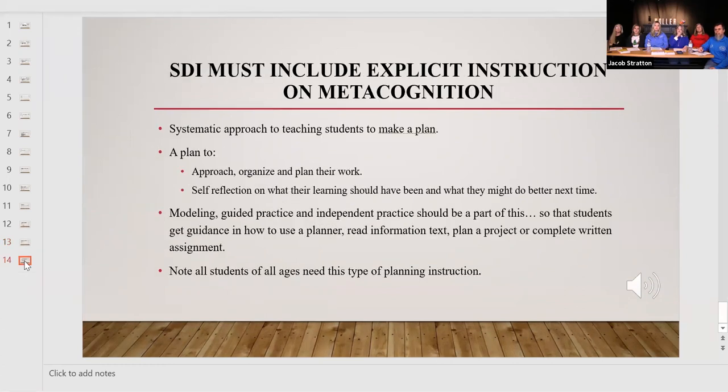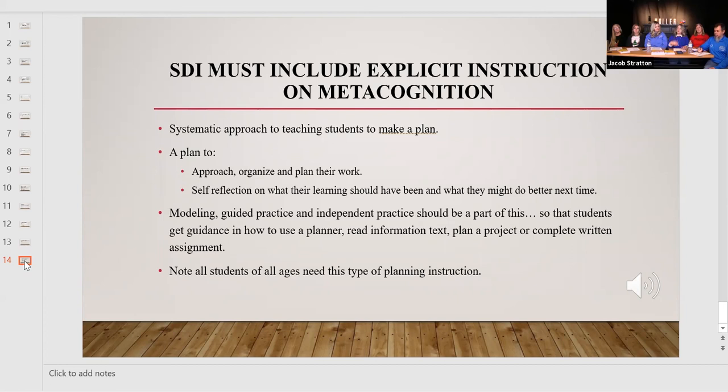Good. And so we're just thinking about how our specially designed instruction needs to include that explicit instruction and thinking about that metacognition, just like Doug was talking about, a checklist, or if you're reading a reading comprehension passage and you're modeling how to infer, so we have to teach kids that. We do that through explicit instruction with behavior, academics, whatever, but we always keep that a focus: we help them plan, we give them opportunity for guidance and feedback, and we give them some opportunity to reflect on what they've learned.